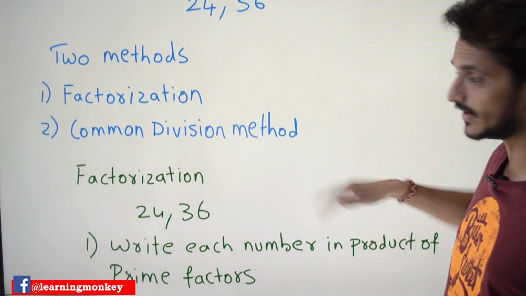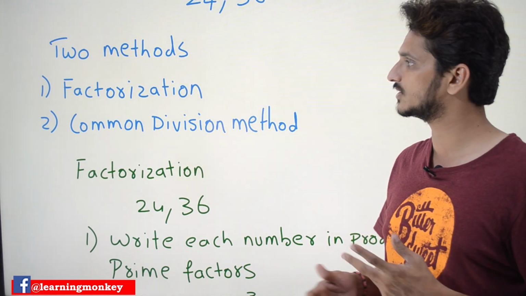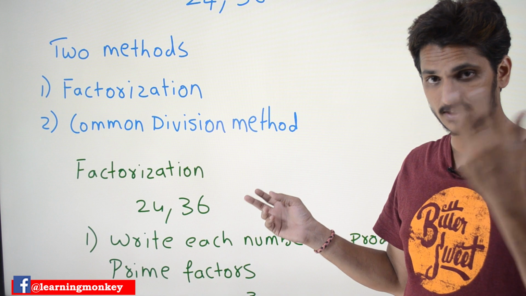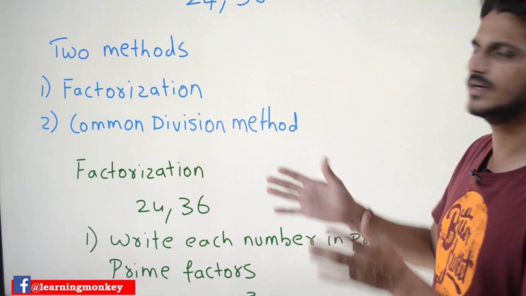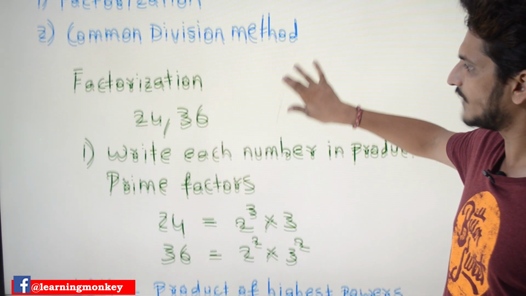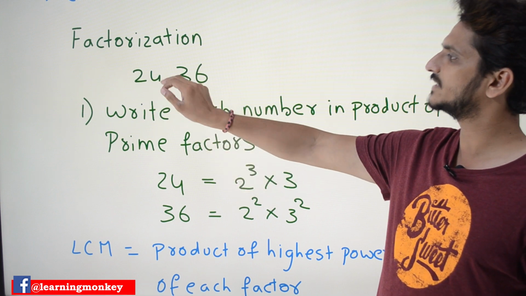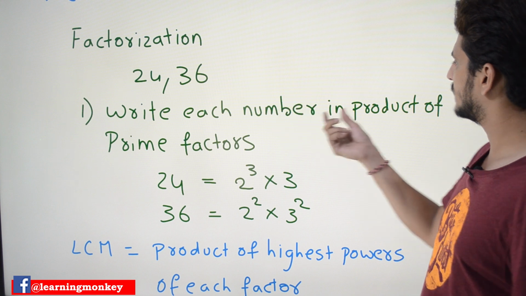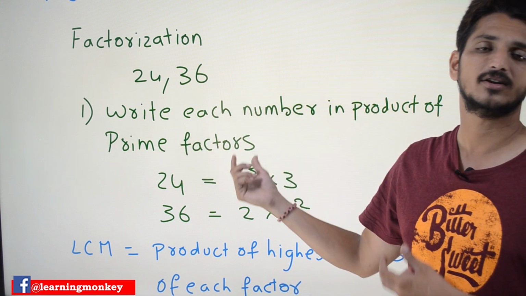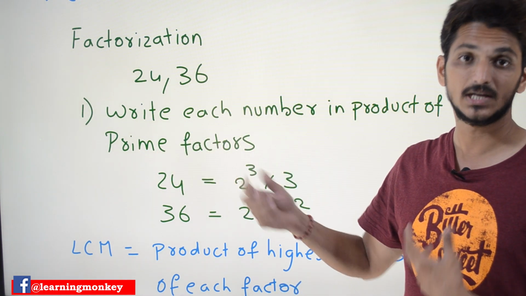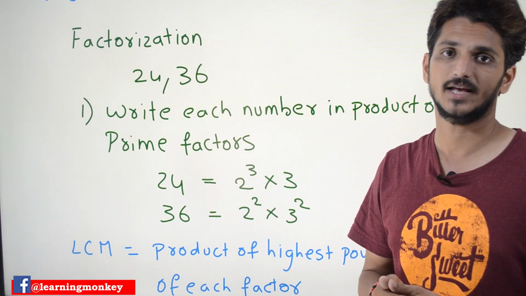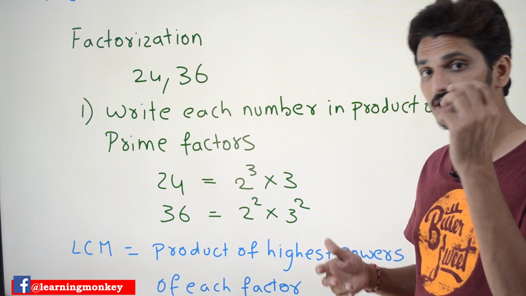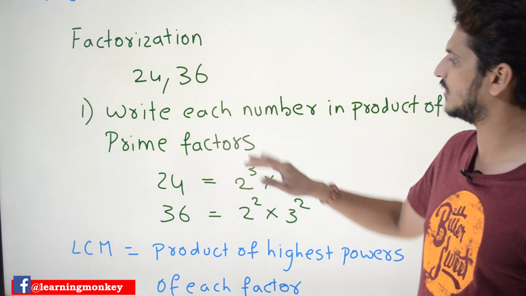In order to identify this least common multiple, two methods are there: the factorization method and the common division method. Similar methods we discussed for GCD also, but changes are there. In the factorization method, take the example 24, 36. The first step is to write each number as a product of prime factors, as we have done for GCD also. Prime factors means we have to write it as a product of prime numbers.